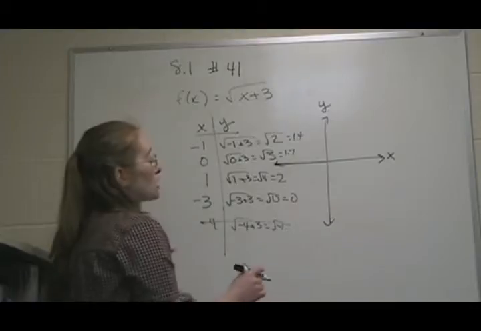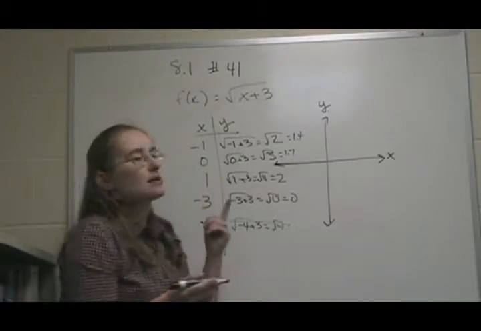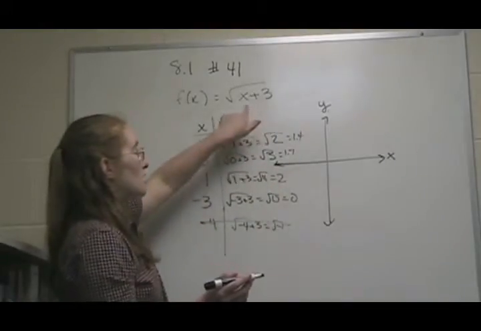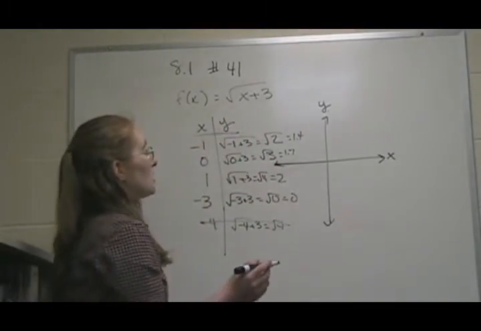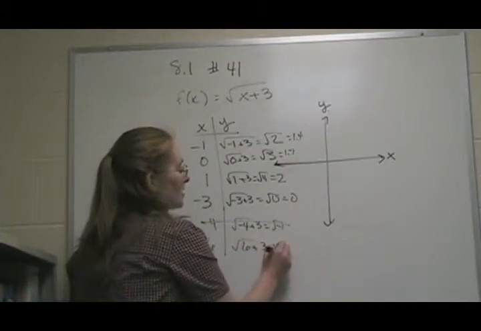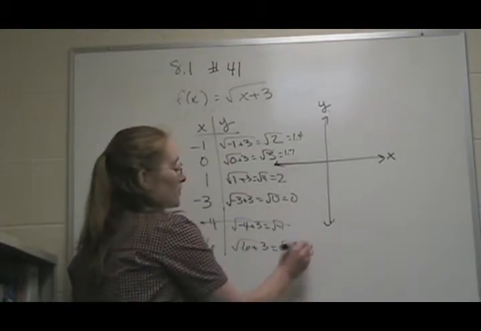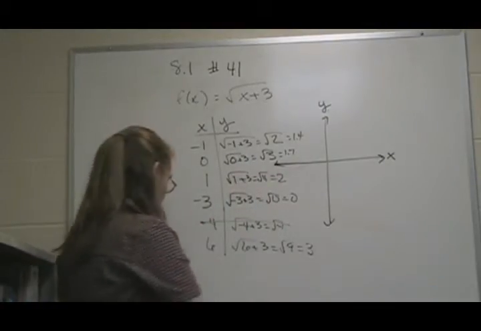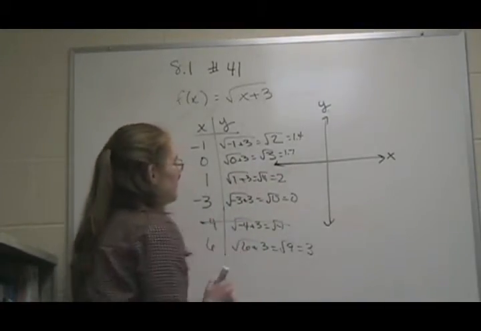Now I can get larger. Looking at this, I'm looking for a perfect square would be my easiest thing. So for instance, 9 is going to give me 3. So if I put in a 6 here, 6 plus 3, square root of 9 equals 3. Now what I'm going to do is take these points and plot them here on my x and y chart, and see what I get.